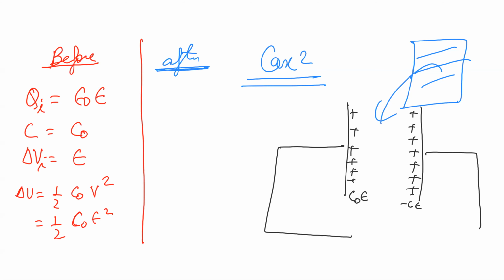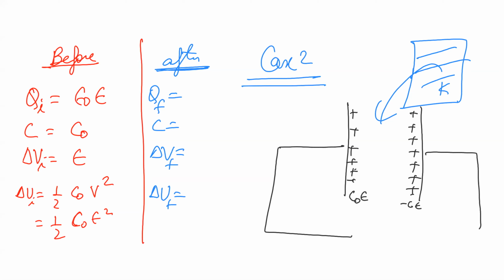After we insert the dielectric, what will happen to charge? What will happen to capacitance? Remember, dielectric constant is K. What will happen to delta V? What will happen to delta U? Tell anyone, think and tell. Already I told you these answers before.